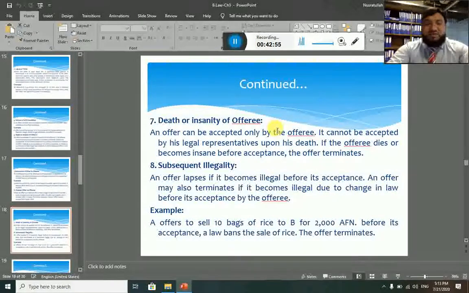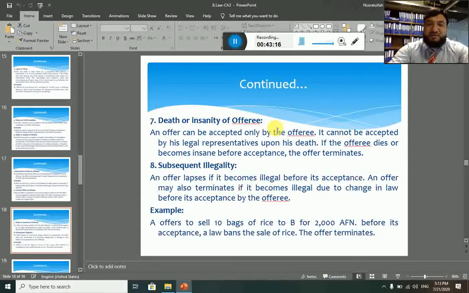Number 7 is death or insanity of offeree. An offer can be accepted only by the offeree. It cannot be accepted by his legal representative upon his death. If the offeree dies or becomes insane before acceptance, the offer terminates. After acceptance, the offer is okay then, right?